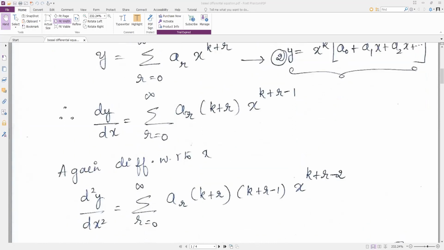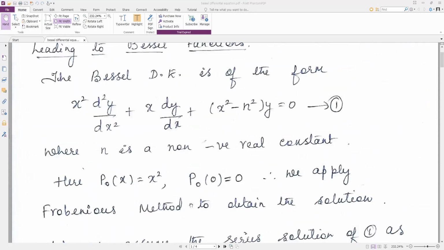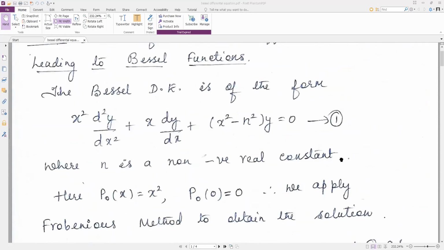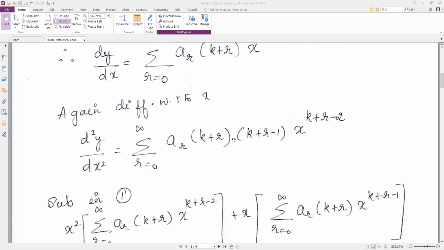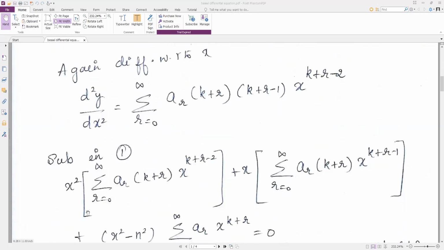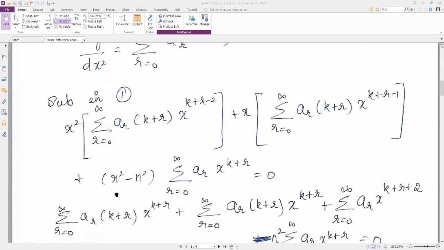So all these three things we have got now. So substitute: since it is a solution, it satisfies the Bessel differential equation. Substituting in equation 1, see, x square in the place of d square y by dx square we have substituted. In the place of dy by dx we have substituted. In the place of y also we have substituted.